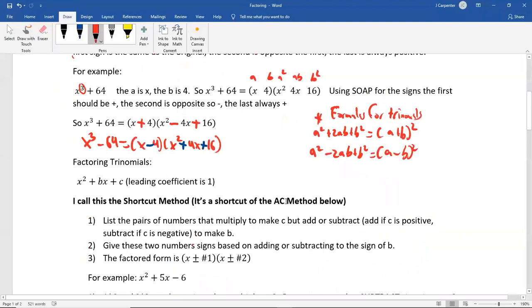Okay, so factoring trinomials. I'm going to give you two primary methods. The naming convention I have for them are the shortcut method and the AC method. Some people call the AC method grouping because that's one of the things you do in it. Also, I call it the AC method because that's one of the things you do in it. The reason I call this first one the shortcut method is because it's a shortcut of the AC or grouping method.